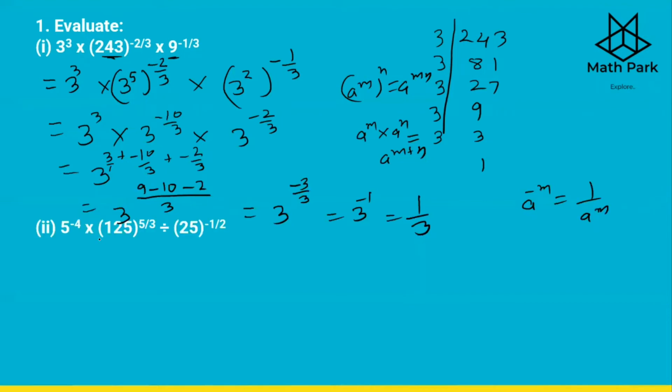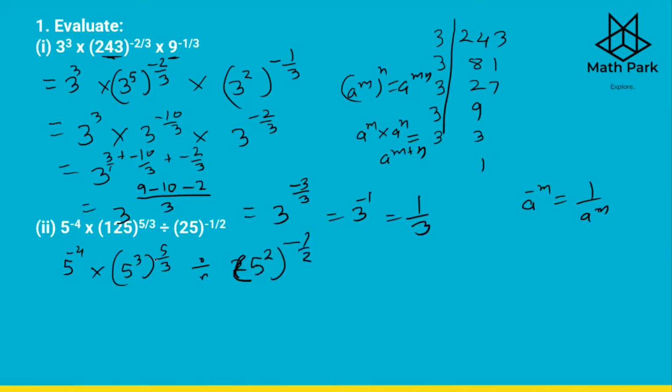Let us solve the second question here. The second question is also similar. We have 5 to the power minus 4, 125. All of these we will first write in powers where the base should be 5. Now 125 is the cube of 5. We need not do this; some of the cubes we should be able to know. So we have 5 raised to minus 4 into 125, which is 5 cube, raised to 5 by 3, divided by 25, which is the square of 5. So we write this as 5 square raised to minus 1 by 2.